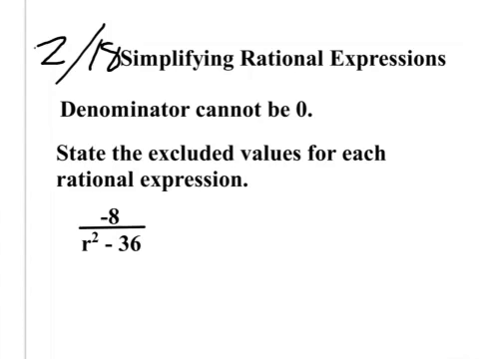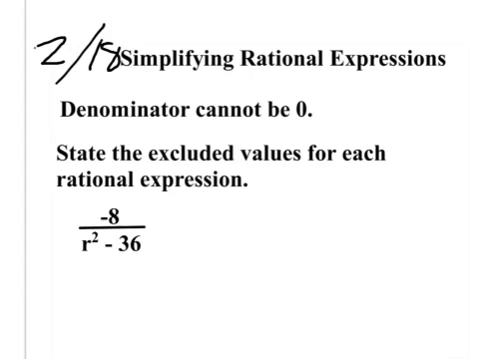Simplifying rational expressions. As we know, denominators cannot be 0, right? So the type of problems you're going to see today, they're going to say state the excluded value for each rational expression. What number cannot be on bottom? Because if those numbers were on bottom, the denominator would be 0, which you can't have.